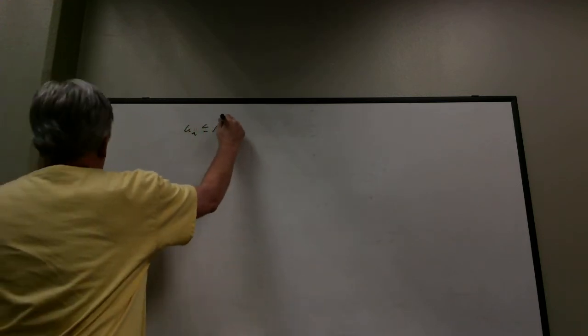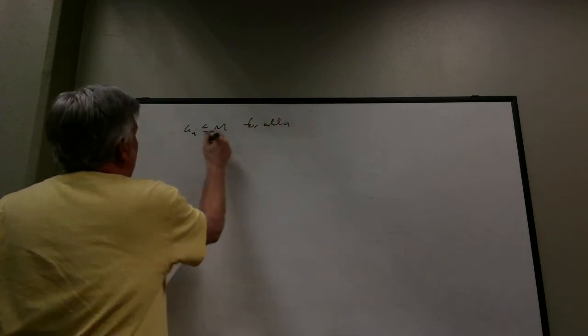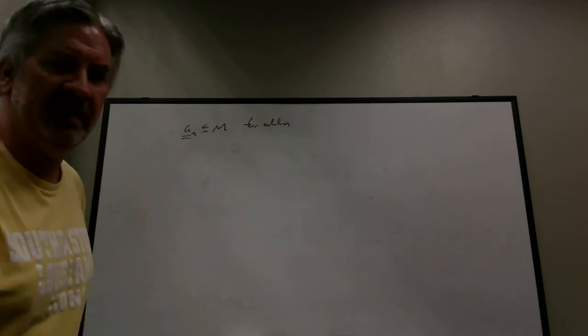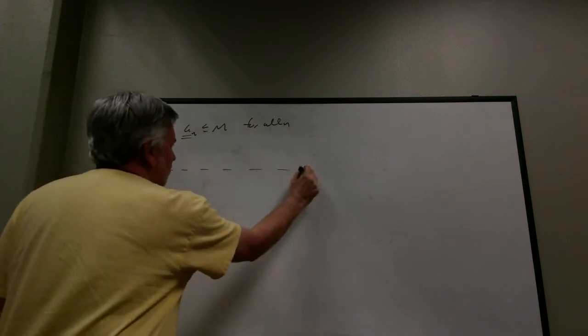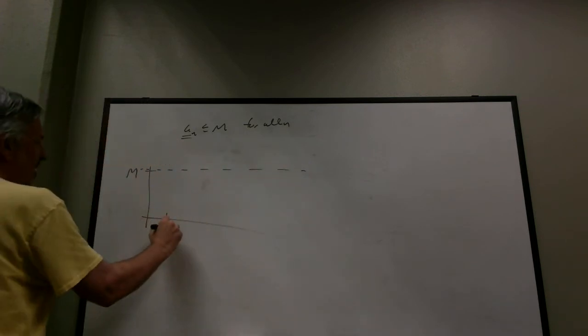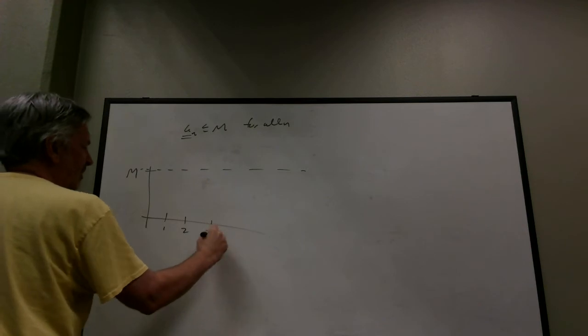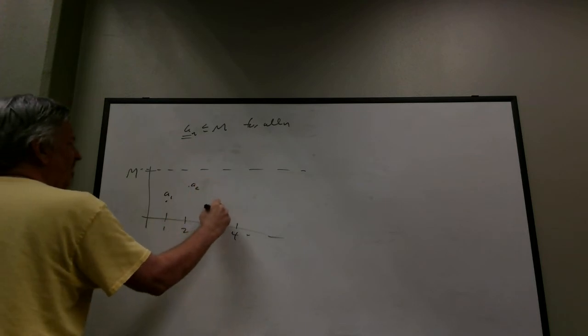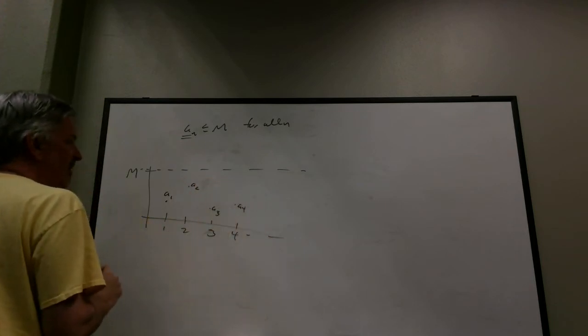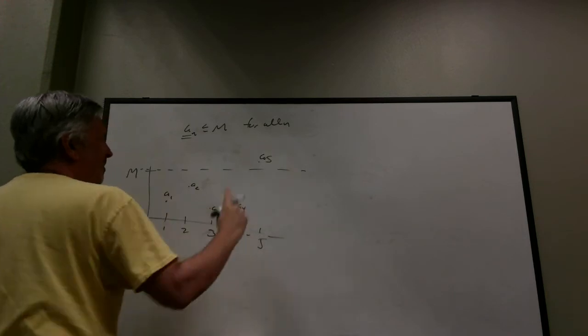The next definition says, a sequence is bounded above if there's a real number capital M such that a sub n is less than or equal to M for all n. So every value of the sequence is always less than or equal to M. So I'm just assuming M is some positive number up here. It's not a horizontal asymptote, I'm just drawing it in so I can see it. So here's a1, here's a2, n is 1, n is 2, n is 3, n is 4, etc. So a1 is here, a2 is here, a3 is here, a4 is here, right? Now what if a5 is up here?